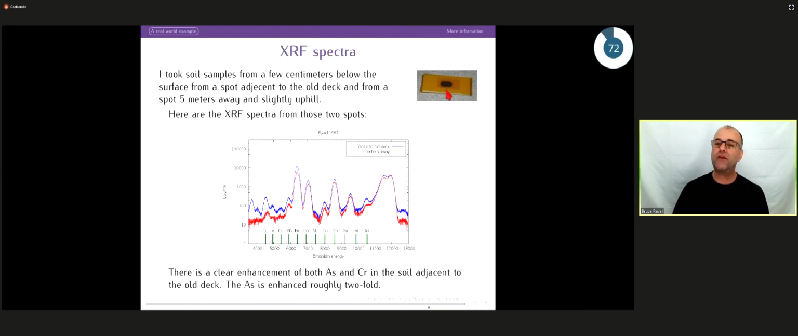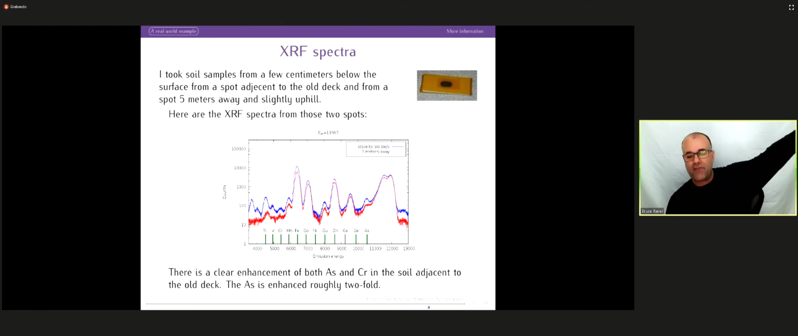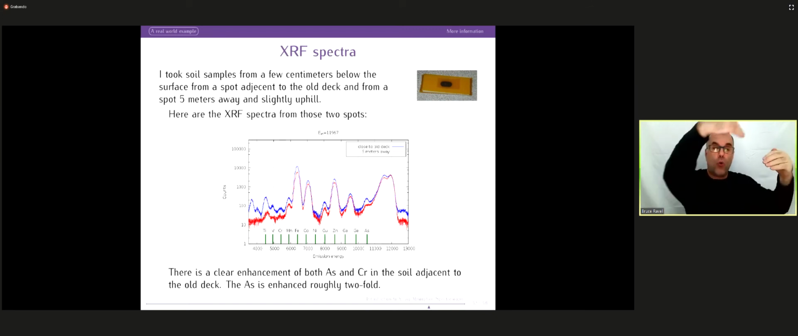I took a little bit of soil from the garden. So technically what I did is I scraped away a little bit from the top and I took a scoop of soil from right next to where the patio used to be. I then took a spot about 5 meters away and slightly uphill from where the old deck was. So water would wash down towards the deck. So the deck cannot possibly be contaminating the soil from that spot 5 meters away because the hydrological gradient is down.